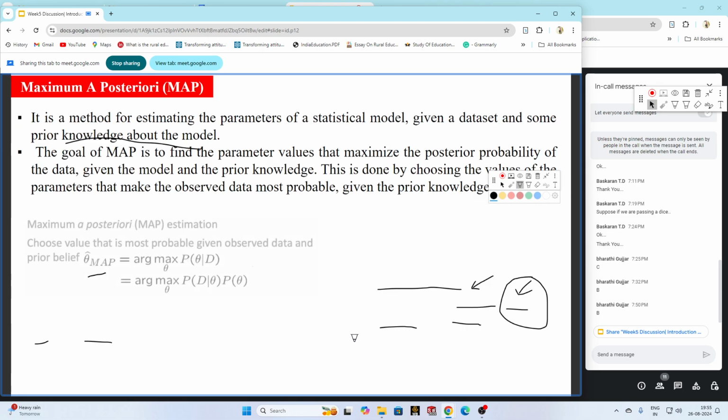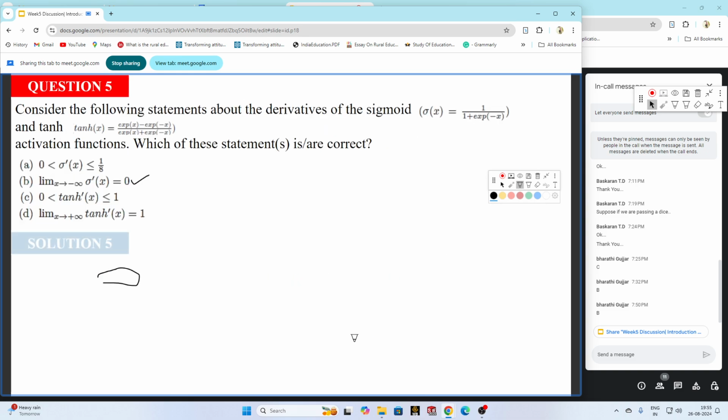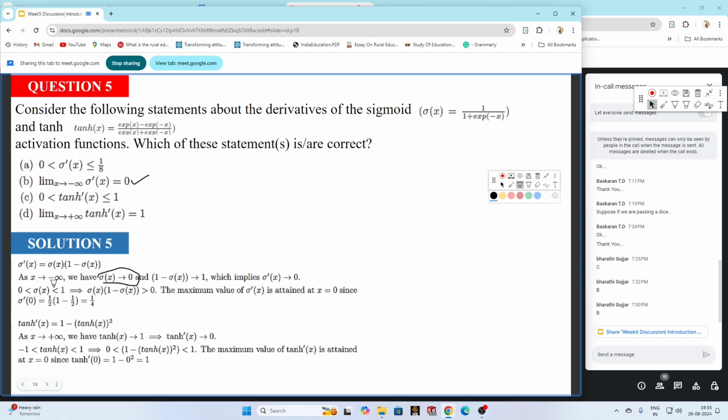So as the range is from 0 to 1, where is the question? Yeah, so as the range of this sigmoid function will be from 0 to 1, this sigma x times 1 minus sigma x will be greater than 0. Because this sigma x will be ranging from 0 to 1, and 1 minus sigma x will also be greater than 0.